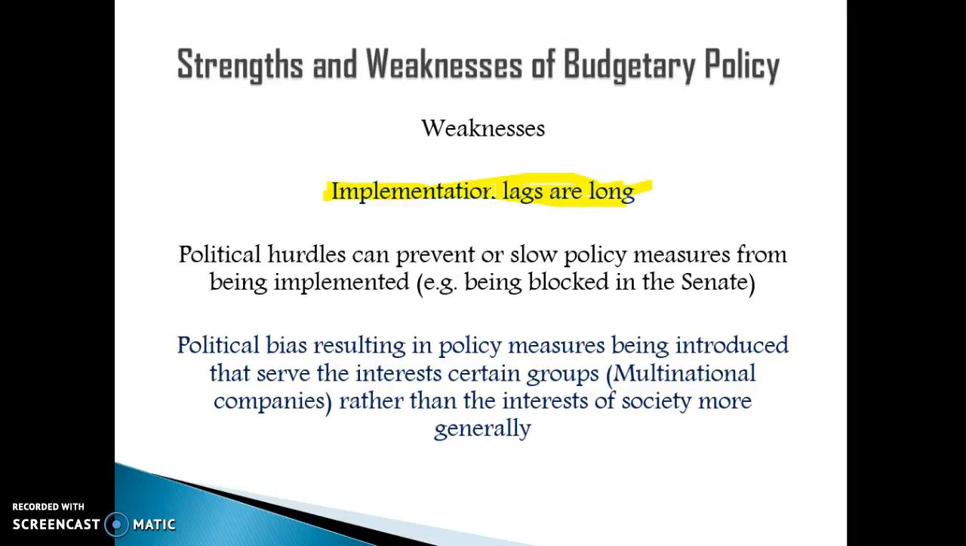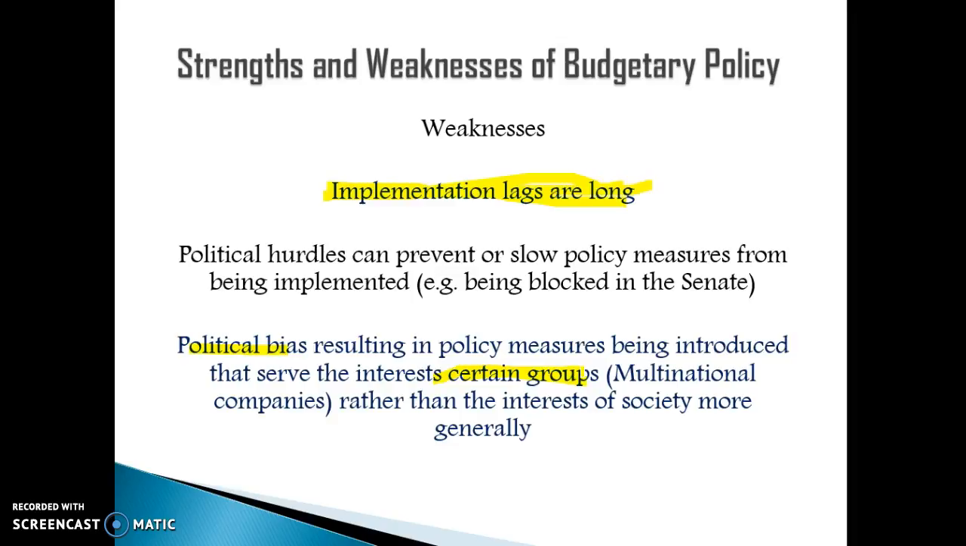The other problem with budgetary policy is that there's a political bias associated with budgetary policy. So, for example, coming up to an election, they might implement certain policies that aren't going to maximise our living standards, but are really just in the interest of trying to stay elected. They also like to appease certain groups because they might be people that pay a lot of company tax, or they might represent a large portion of voters.